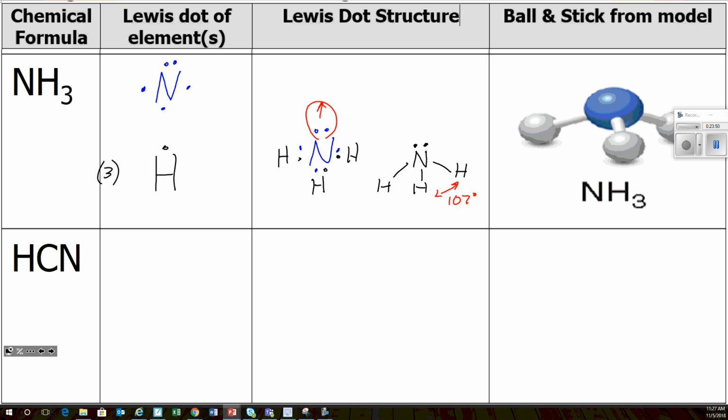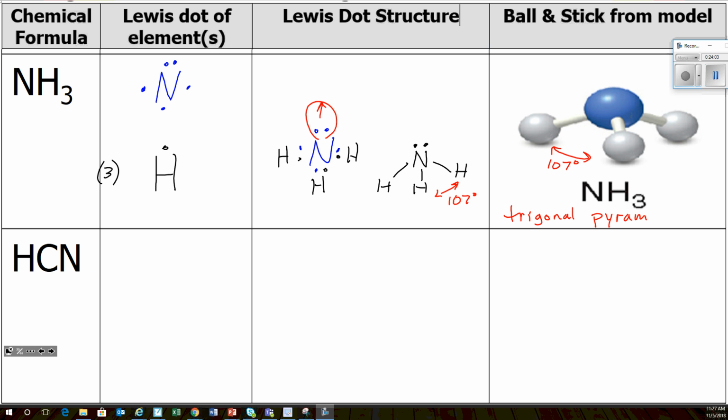Yep, I do. Okay, so here's my nitrogen. This angle right here, again, 107 degrees. And this is called trigonal pyramidal. Because we do have a square pyramidal, but we're not going to be talking about it at this level. So this is trigonal or trigonal, however you want to say it. Potato, potato, tomato, tomato. Okay.